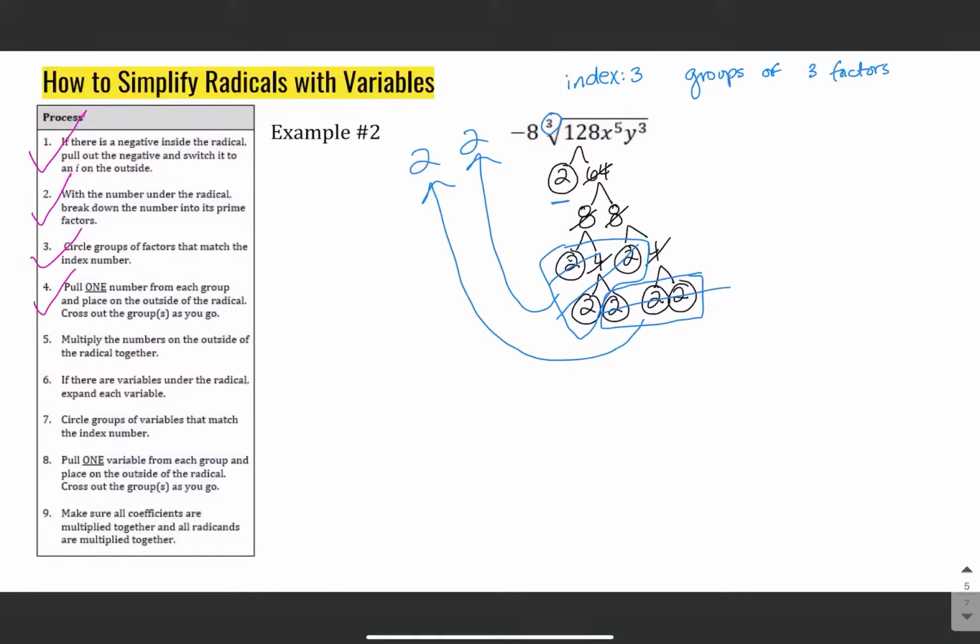Okay, step number 5, multiply the numbers on the outside of the radical. All right, so we need to multiply 2 times 2, which is 4. And then 4 times negative 8 is going to be negative 32. Okay, so on the outside I have negative 32.